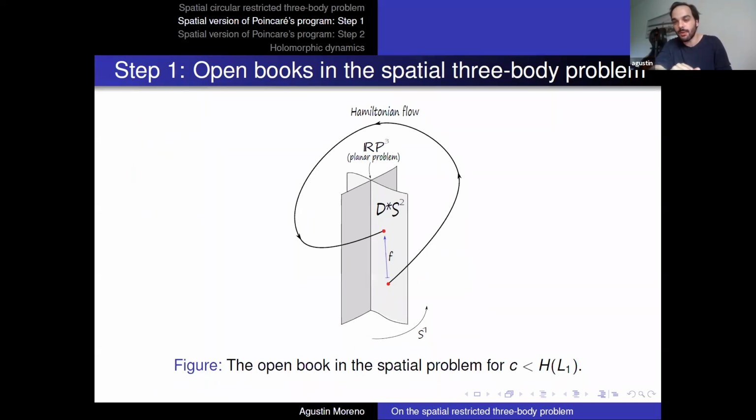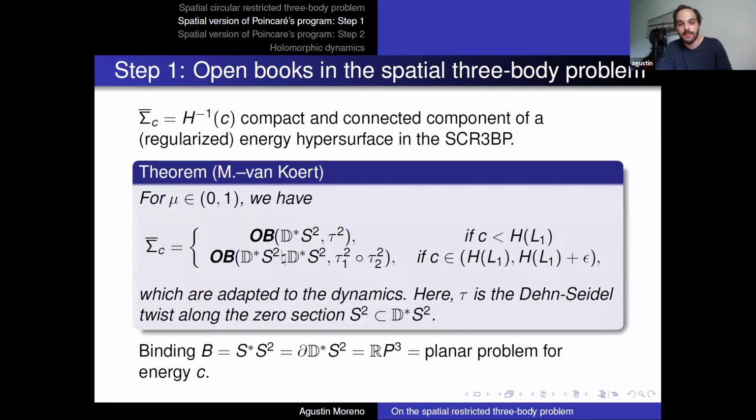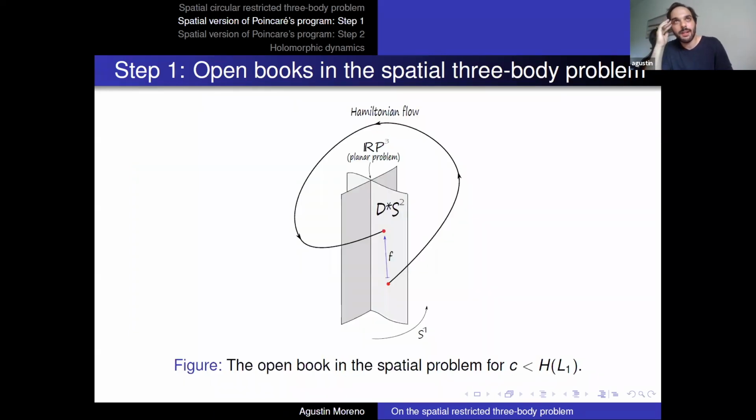And this is like the subcritical C case. So you can imagine what it looks like for slightly above it. Okay, but I want to emphasize again that this does not depend on mu nor C. This is a very much non-perturbative result. And at least to me at first, it was rather surprising, because this says that finding global surfaces of section is easier in the spatial problem than the planar problem.